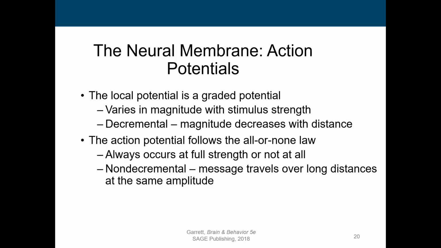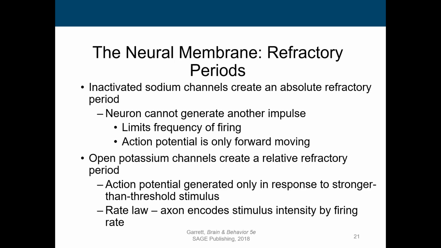And an action potential, as I just noted, follows the all or none law, meaning it'll occur at full strength or it won't happen at all. It's either in or it's out. There's no in between. And by the way, messages travel over a long distance at the same amplitude, so they don't lose strength. So if that neuron reaches a negative 30 millivolt threshold, then it will trigger an action potential. So it's all or none.